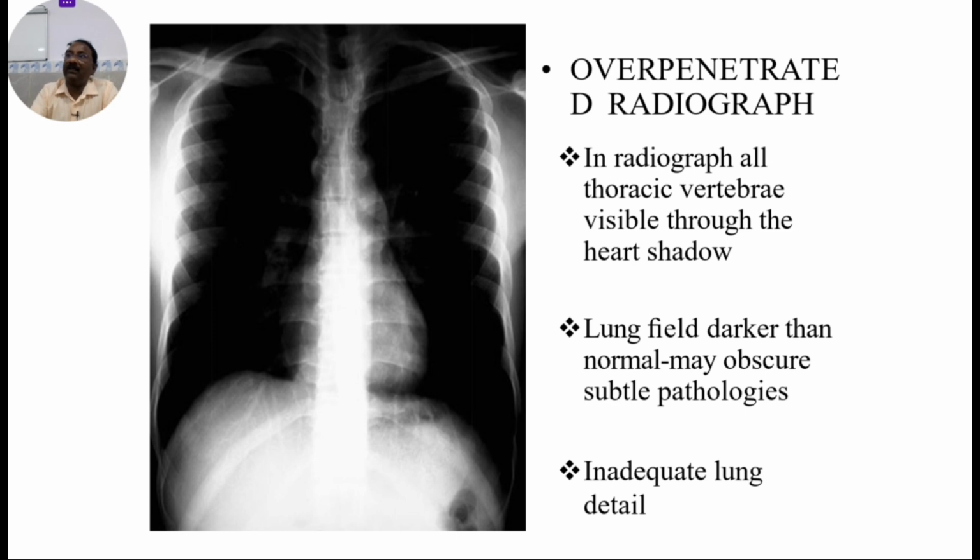See the over penetration of the radiograph. All the thoracic vertebrae are visible through the heart shadow. Lung fields darker than normal may obscure subtle pathologies. You are not able to see anything except the darkness in the lungs and inadequate lung details. Almost looks like emphysema.